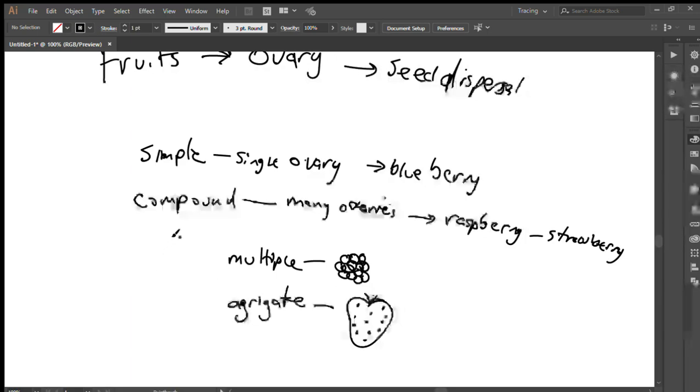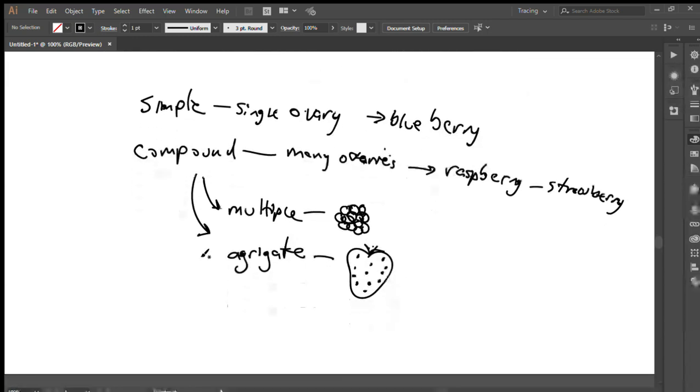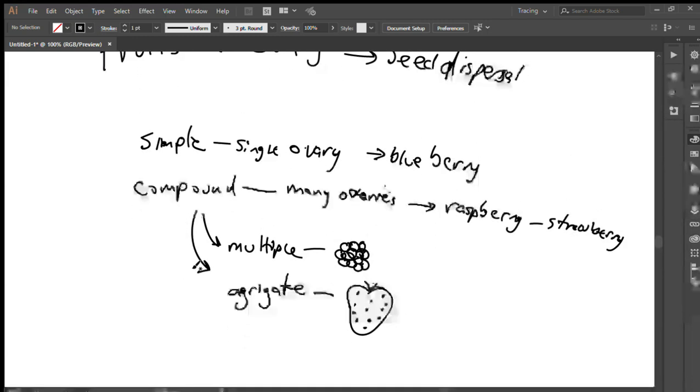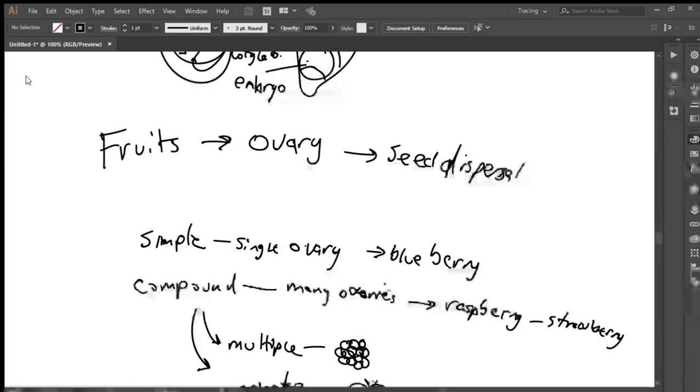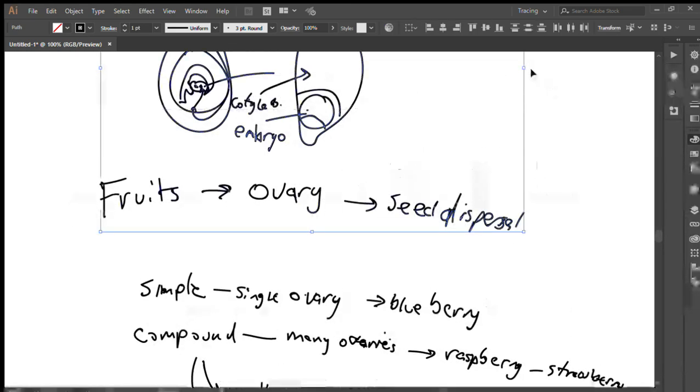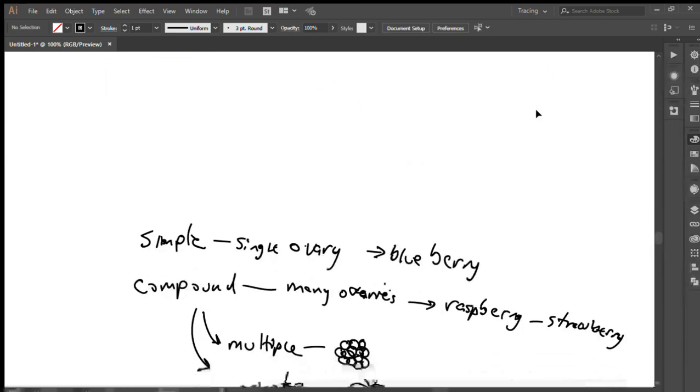So these are compound fruits, which can be multiple or aggregate. Our simple fruits, oh, I'm running out of space. I have to erase stuff. Delete. There we go. Okay. Our simple fruits can be classified a bunch of different ways. The first two main classifications are fleshy and dry.